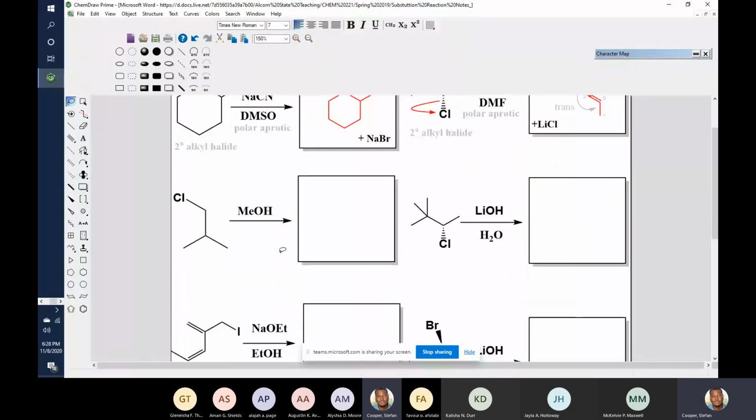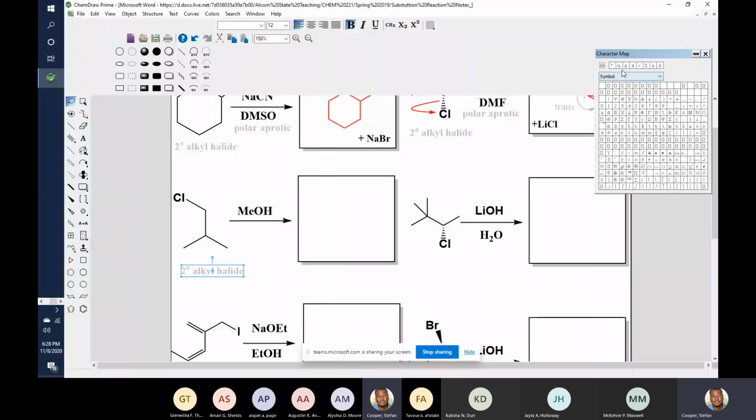Okay, good. Let's move down to the next one. What type of alkyl halide do I have here? Primary, yeah, this is primary. What type of nucleophile do I have? Weak, strong. All right, I got two things here. Anybody else want to chime in? What type of nucleophile?